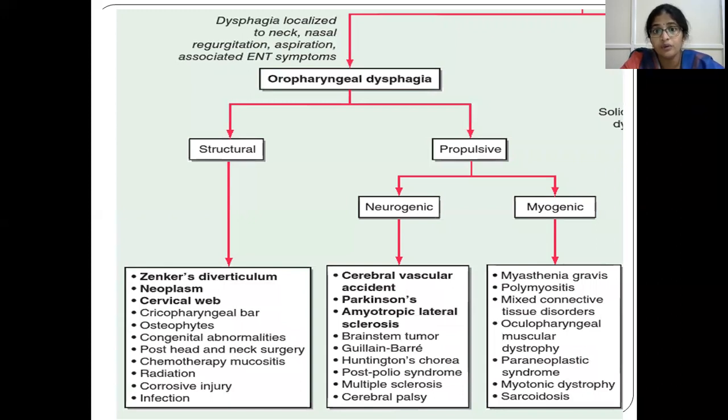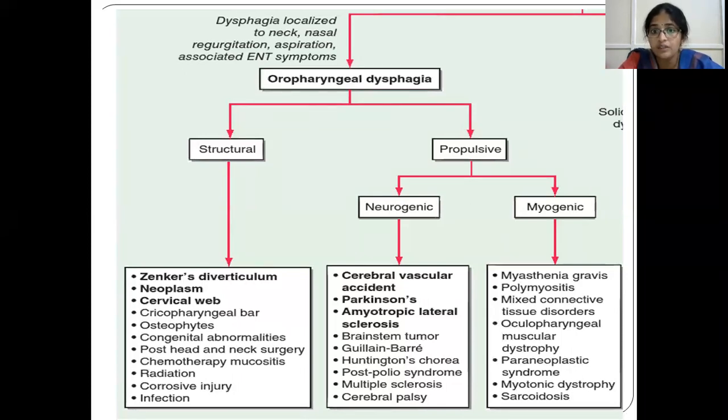What are the structural causes of oropharyngeal dysphagia? Zenker's diverticulum, neoplasm of the oral cavity, tongue, the pharynx, cervical webs. A cervical web causes constriction of the upper esophagus. Also cricopharyngeal bar, osteophytes, congenital abnormalities, and post head and neck surgery, chemotherapy, mucositis, radiation. Radiation causes scarring and fibrosis of that area, which leads to luminal narrowing. Corrosive injury, infection. These are the causes of structural oropharyngeal dysphagia.